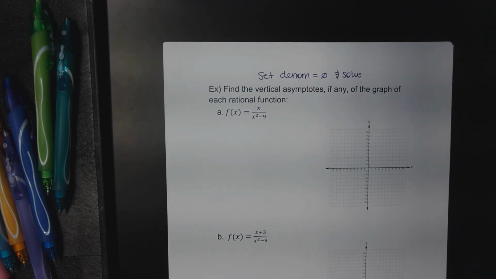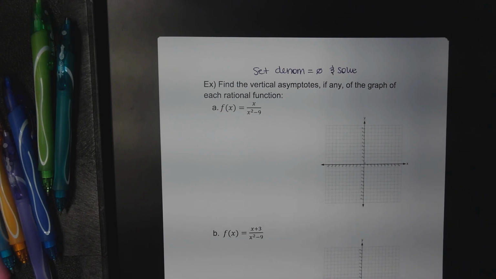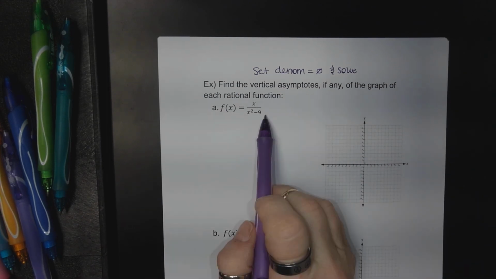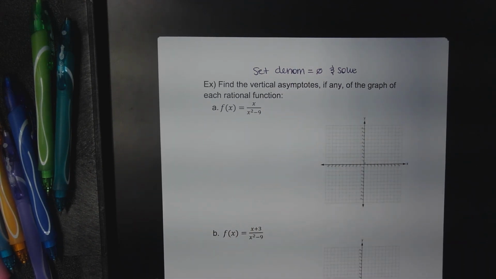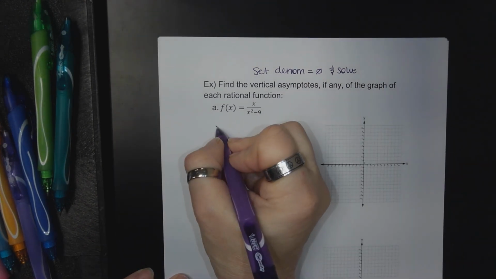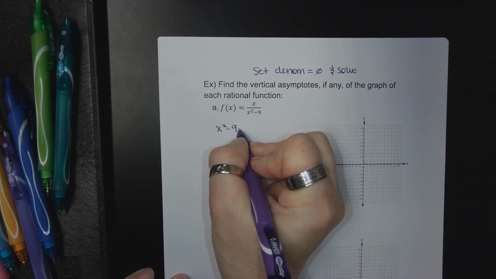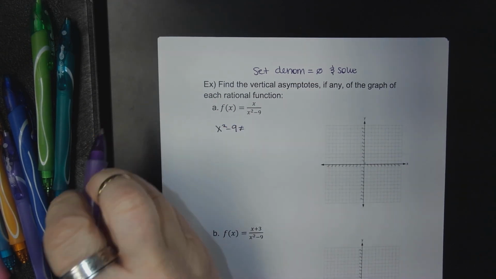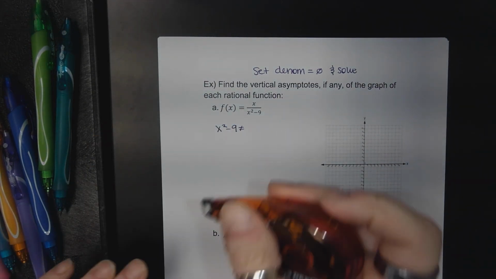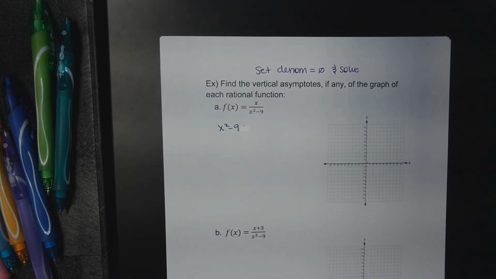Let's do it. Find the vertical asymptote, if any, of the graph of each rational function. So we're going to take the denominator, set it equal to 0, and solve it, okay? So x squared minus 9 equals, oh, that's the wrong thing, equals 0. I just wrote it up on top. So sorry, guys.